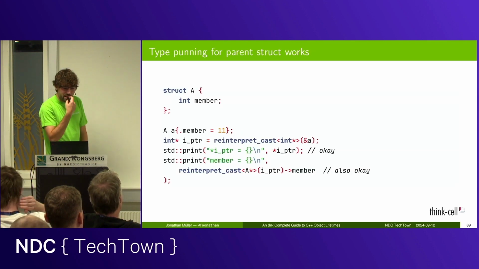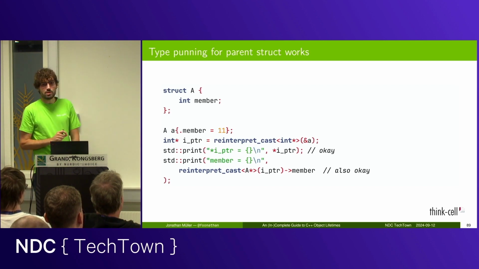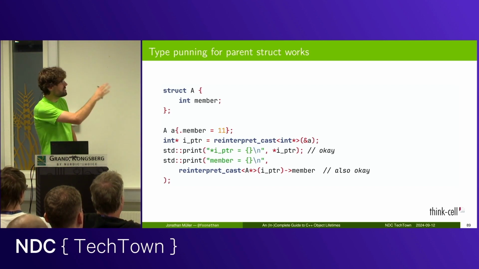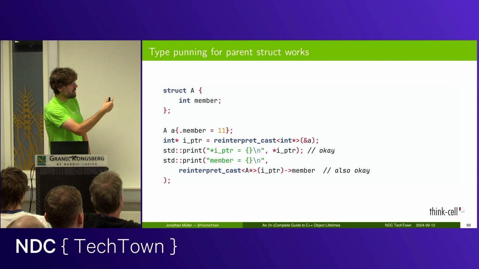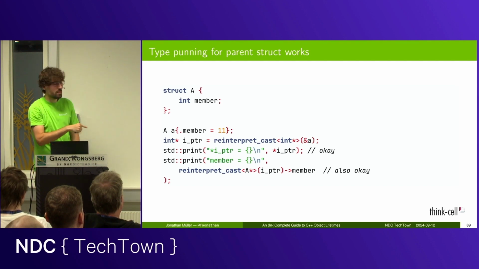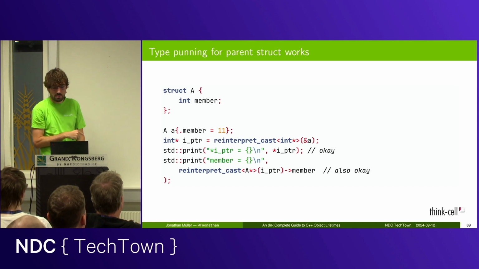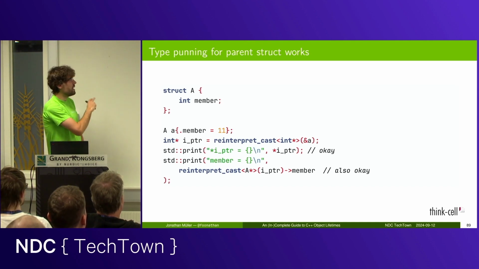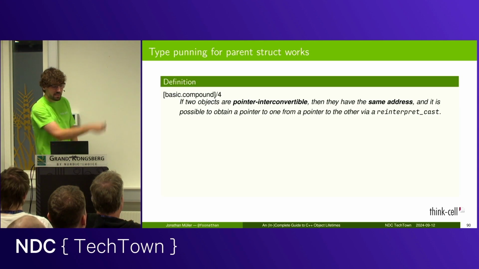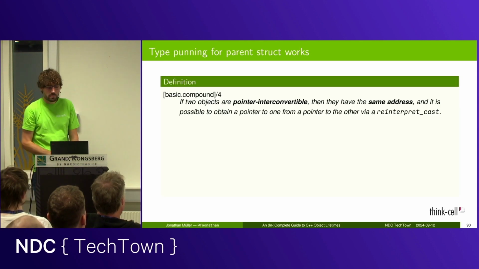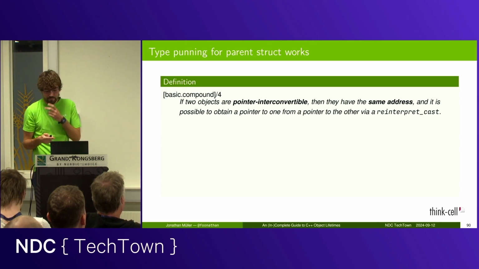You can also do type punning in a very specific situation with reinterpret_cast. So we've got a struct A that contains an int member. And then we can reinterpret_cast that struct A to an int pointer and use that, because this now refers to the pointer of the first member. And when we have a pointer to the first member, we can reinterpret_cast it back to the struct. This exception is explained in the pointer-interconvertible rules. When two objects are pointer-interconvertible, they have the same address, and you can just reinterpret_cast to go between one and the other.